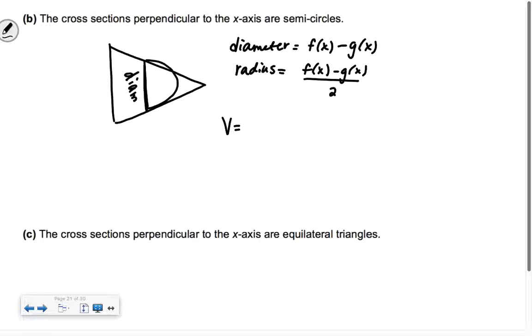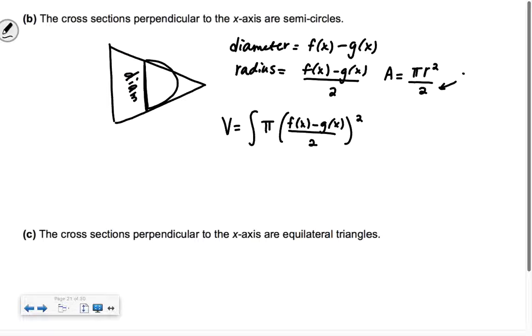So our volume then is going to be our pi and our r squared. And then all divided by 2. Don't forget the divided by 2. Because some people are like, but I already divided by 2. No, you divided by 2 to get the radius, but remember the area of a semicircle is going to be pi r squared divided by 2.